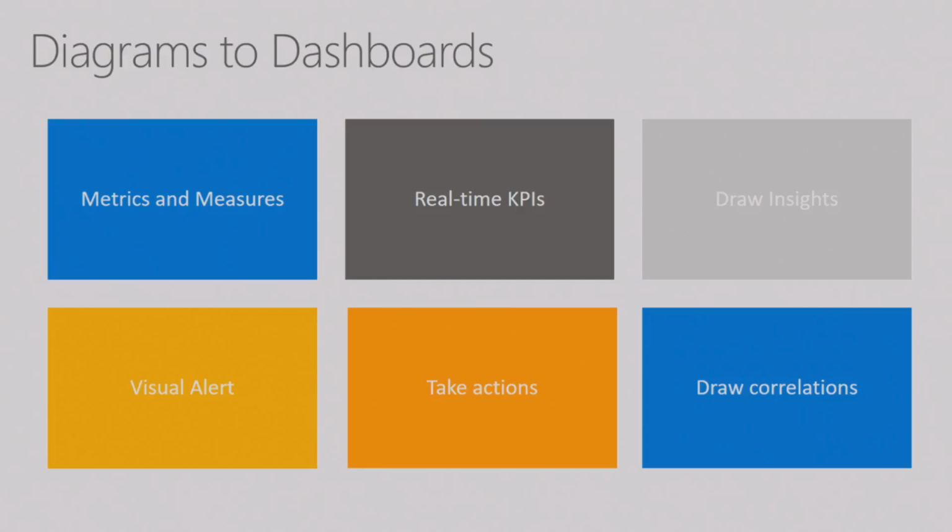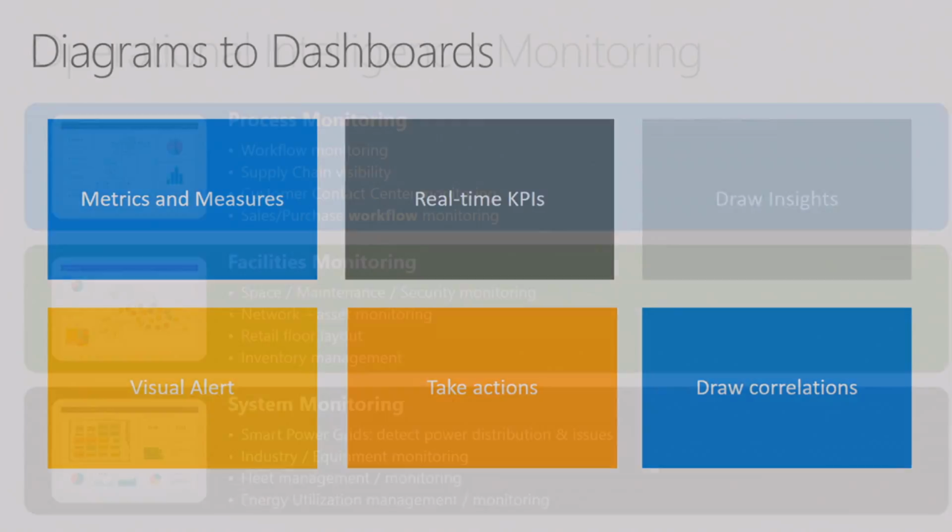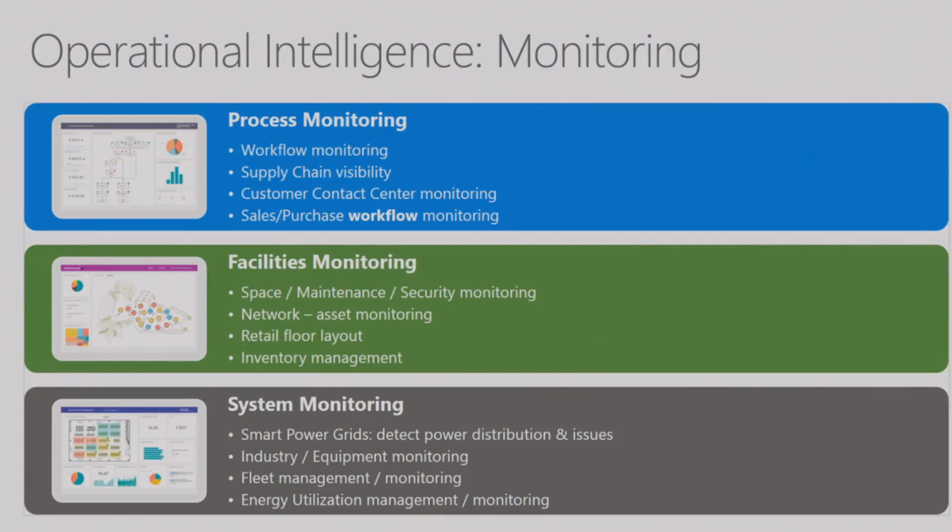There are also ways and mechanics to make sure that you can take actions right from the dashboard so as to trigger a workflow. And then you can also use it for doing analysis so that you can draw the correlation by changing your data and seeing how the diagram reacts to it. There are 3 specific verticals that we are going for. We are going for process monitoring, facilities monitoring, and system monitoring. There are different use cases within each of them.